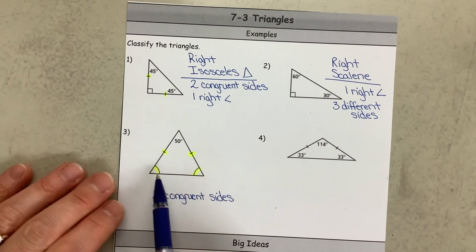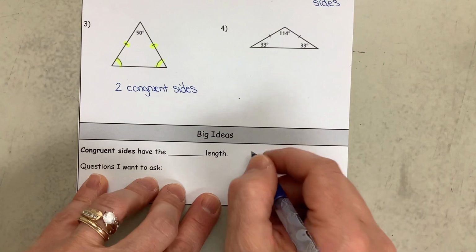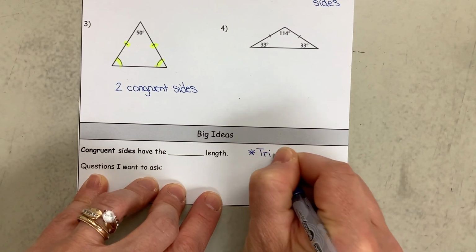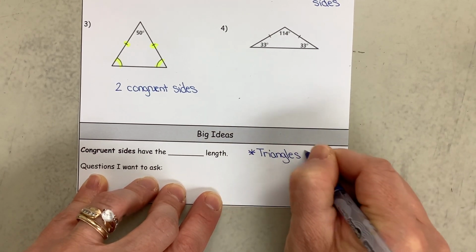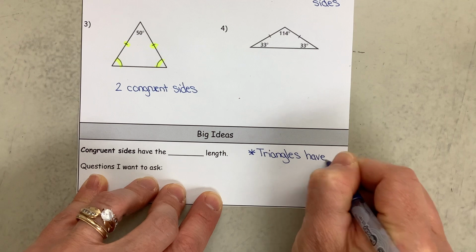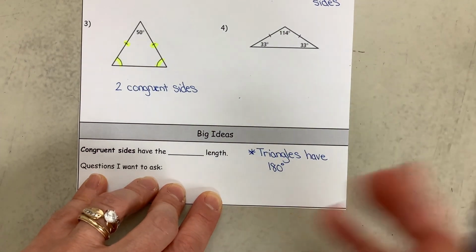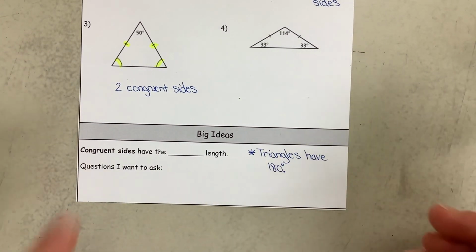And we can see, well, if this is 50, we know a triangle. Actually, let's jump down here for a minute. And let's make a note that triangles have 180 degrees. So the total of all their angles is 180 degrees.